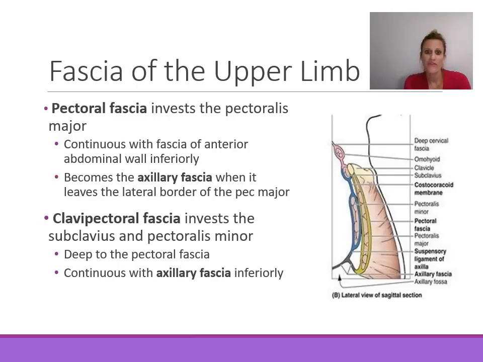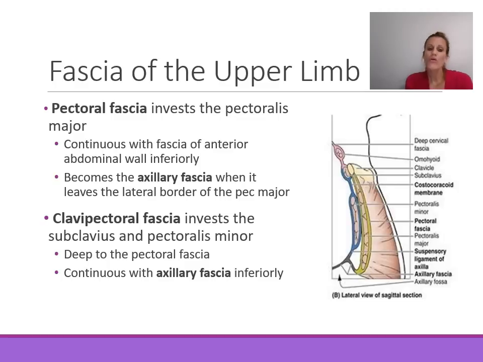We'll talk about the fascia of the upper limb, as well as the way that they enclose the muscles of the upper limb. Just deep to the skin is the subcutaneous tissue. The subcutaneous tissue is referred to as the superficial fascia, and this area contains a lot of fat tissue. Then deep to the subcutaneous or superficial fascia is the deep fascia. The deep fascia is the fascial layers that surround the muscles.